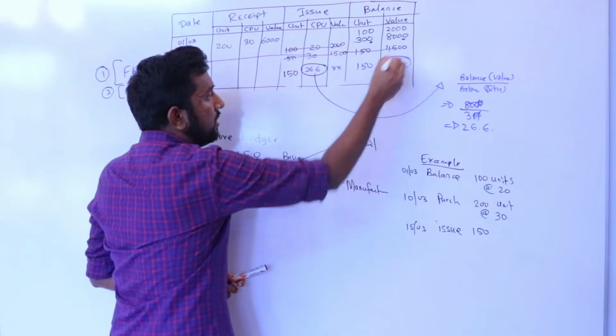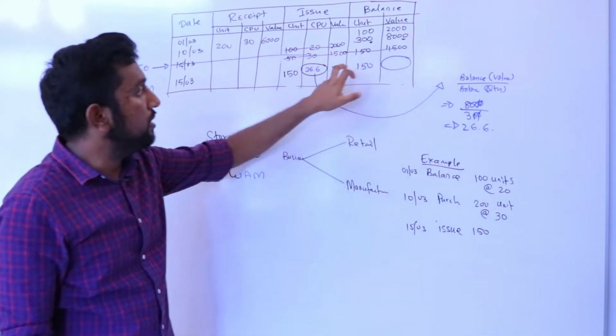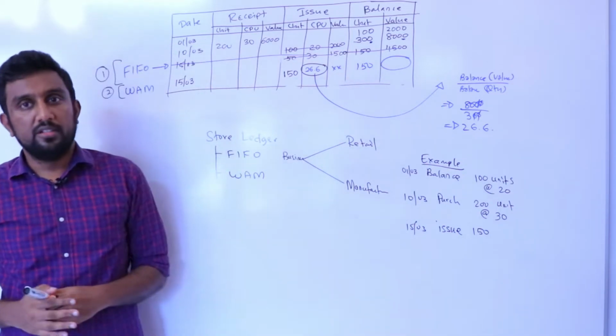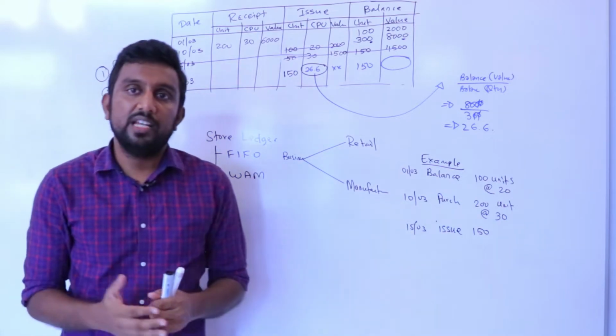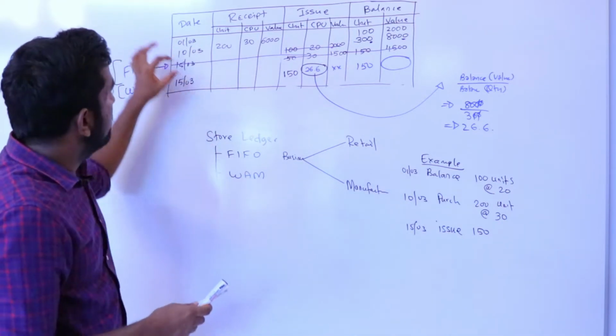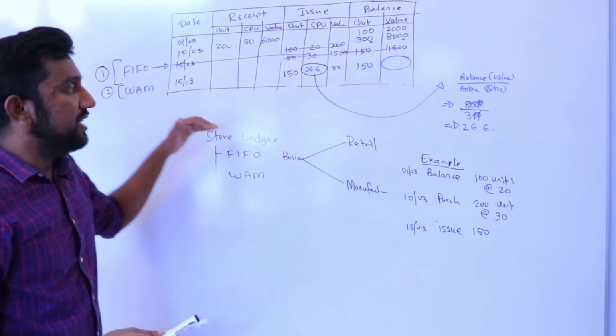So I had to find the value. How to find the value? I had a value of 8,000. I am issuing something, so the remaining is the value. Yes, so this is what you should understand. I have just explained both the methods in one example. First one is FIFO method and the second one is weighted average method.